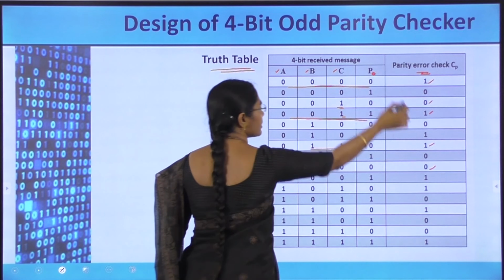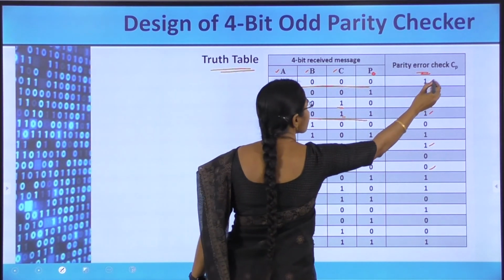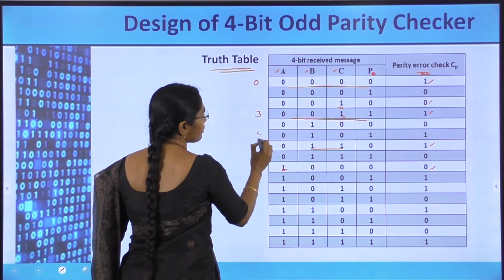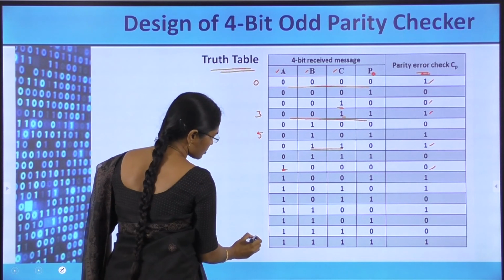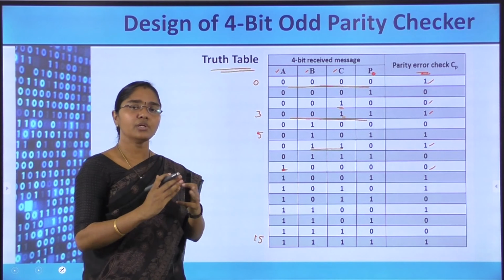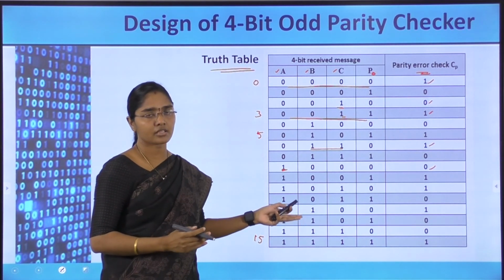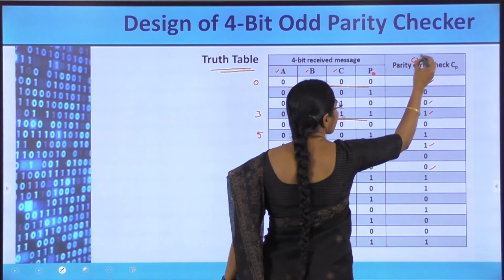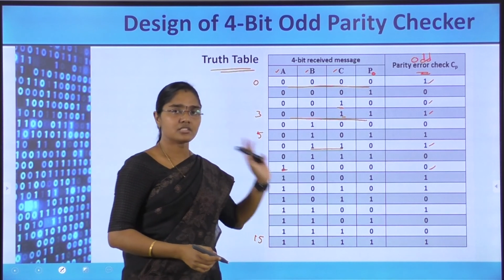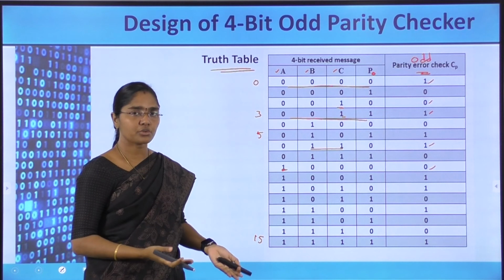Then from this, write its expression in minterm form. What is the minterm form? Sigma m of 0, 3, 5, and so on, the last one is 15. If you observe here, similar to the even parity checker, this odd parity checker is exactly complementary to the even parity checker. So the same expression with complement we are going to get here.